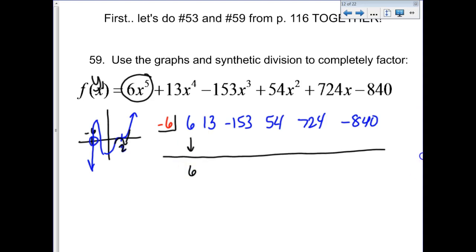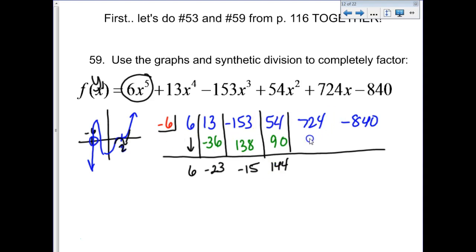Bringing down the 6, multiplying 6 times -6 is -36. And then this is where we should be able to add things together, but your teacher can't today. Is it -23? -23, that would be good, yep. And I'm no longer doing mental math. What's -23 times -6? 138. Thank you. And then -153 plus 138? -15. Thank you. And then -15 times -6? 90. Positive 90. And then 54 plus 90? 144. Thank you.